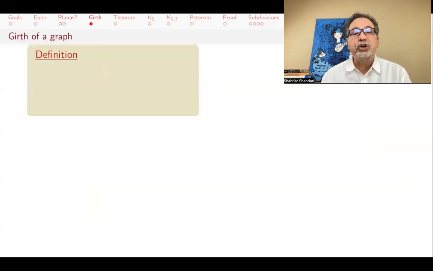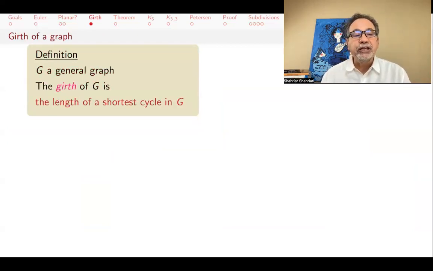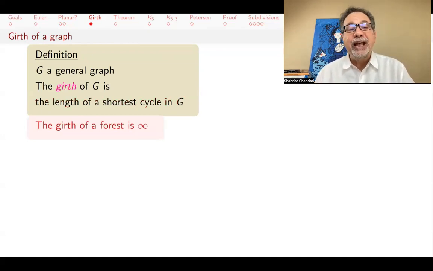I need to tell you what the Girth of a graph is. A general graph means a graph where you allow loops and double edges. The Girth of G is the length of a shortest cycle in G. A cycle is when you start at a vertex, go through edges and vertices and come back to where you started without repeating any vertices and edges. And the shortest one gives you the Girth. And I say a shortest cycle because there might be several shortest cycles. The Girth of a forest, a graph that doesn't have any cycles, is infinite.